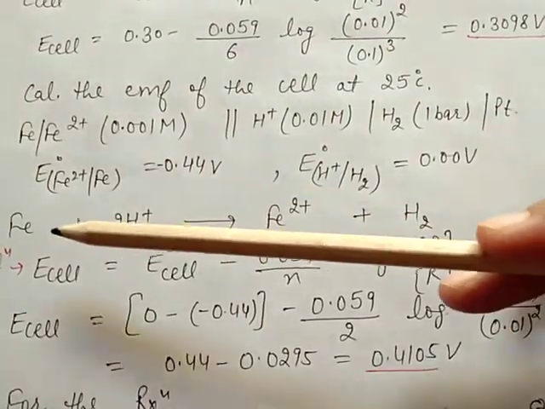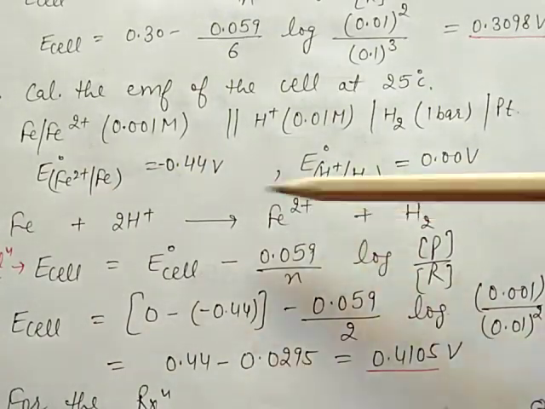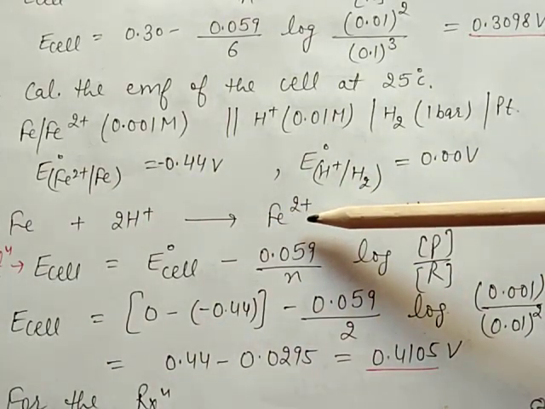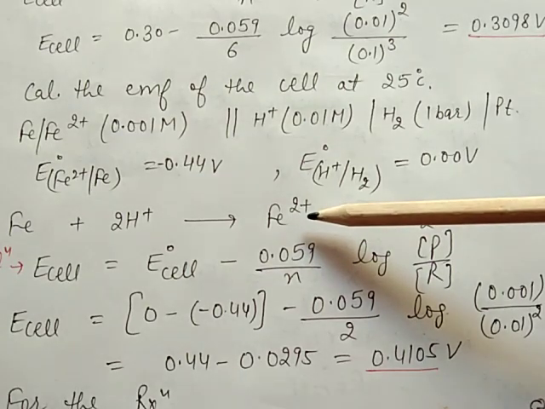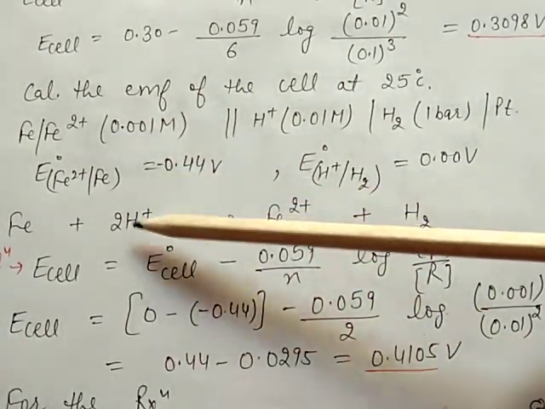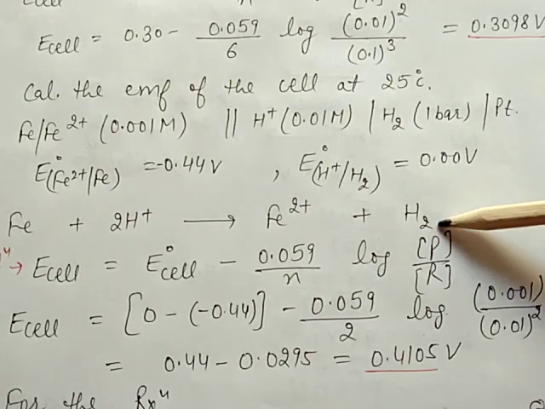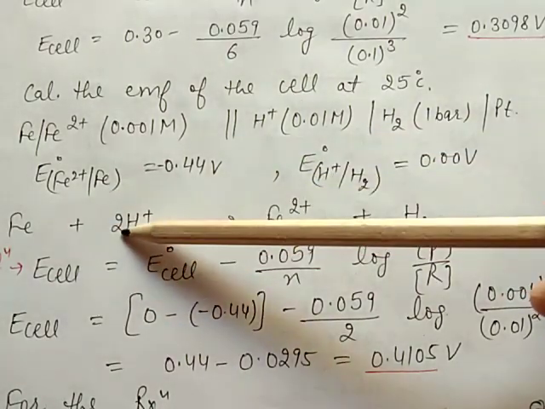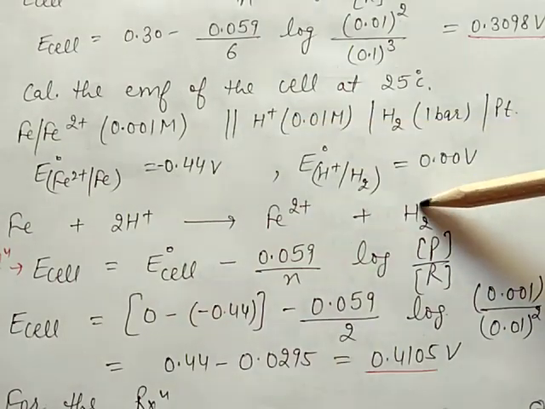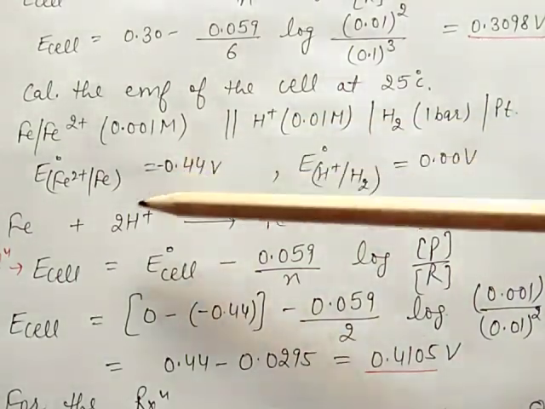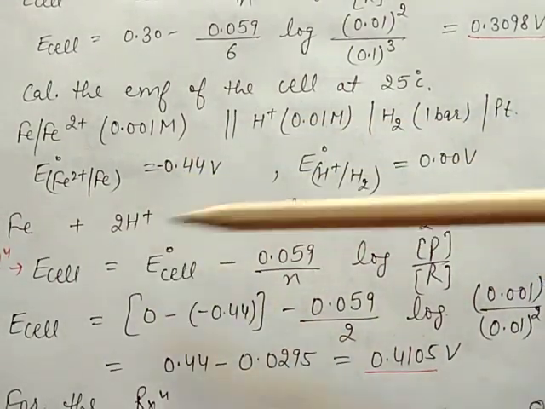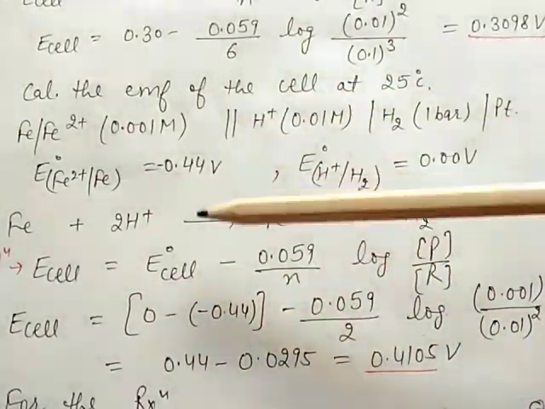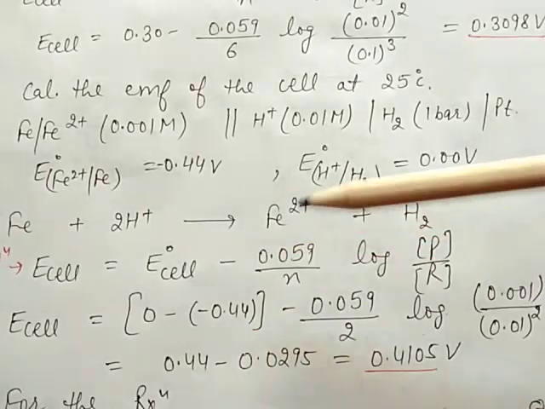In this equation iron changes to iron plus 2, it means this shows oxidation involving the loss of 2 electrons. Here H plus ions change to H2, gaining 1 electron, but here 2 molecules are given, so it is multiplied by 2. So the number of electrons exchanged on both sides is 2.